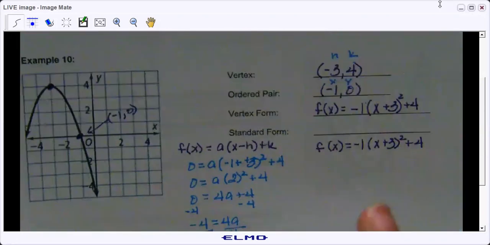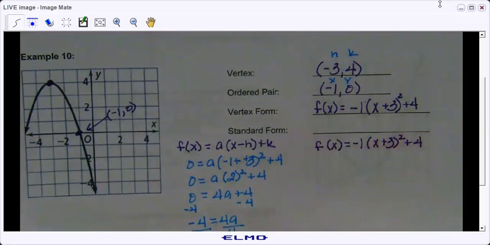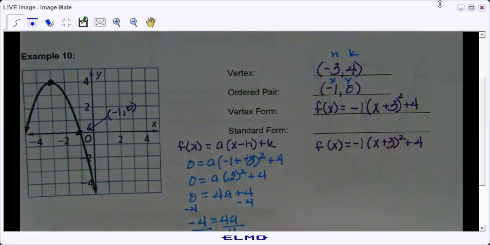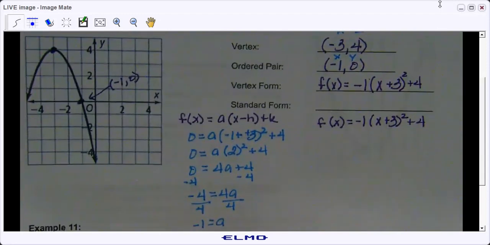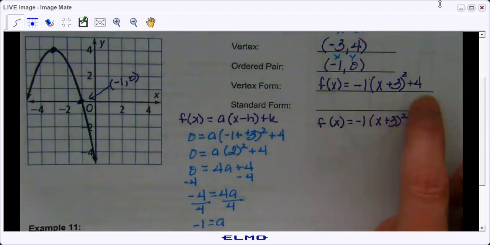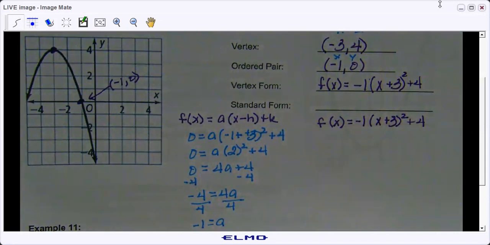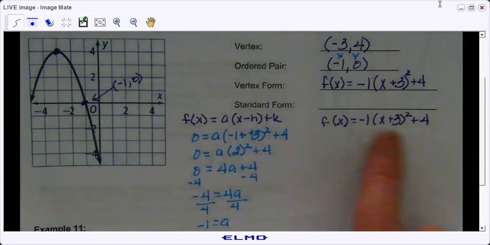All right, so this is what you should have gotten for the vertex form right here. So a was -1, and then I wrote it into vertex form. Are there any questions about that? Good. All right, so now I want you to take the vertex form here and turn it into standard form. I'm going to give you time to do that on your own as well, so I'm going to pause the video.